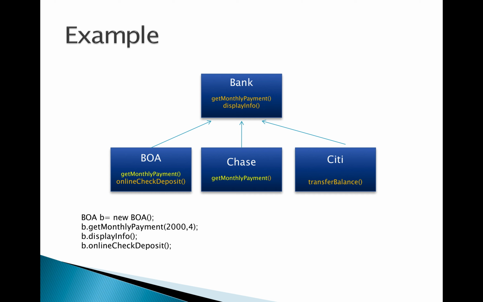So the important point here is that getMonthlyPayment is not going to call the Bank's method, but the Bank of America's overridden method, because you have a Bank of America object here.